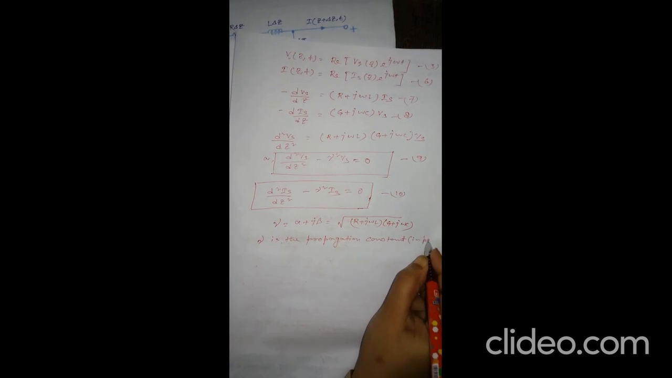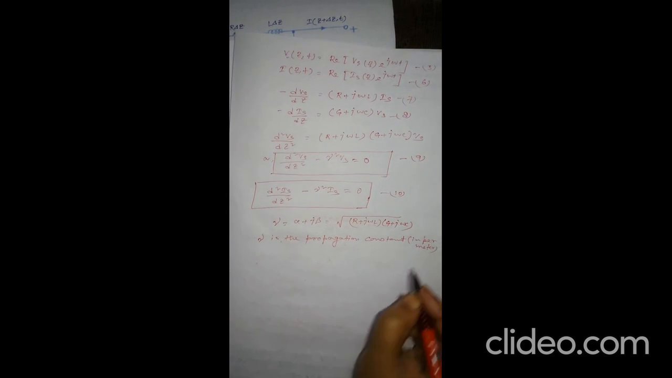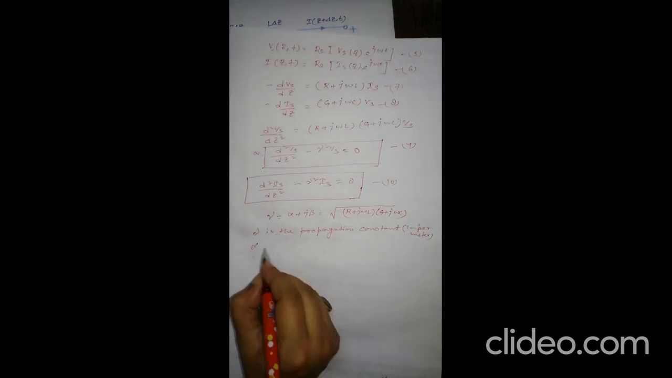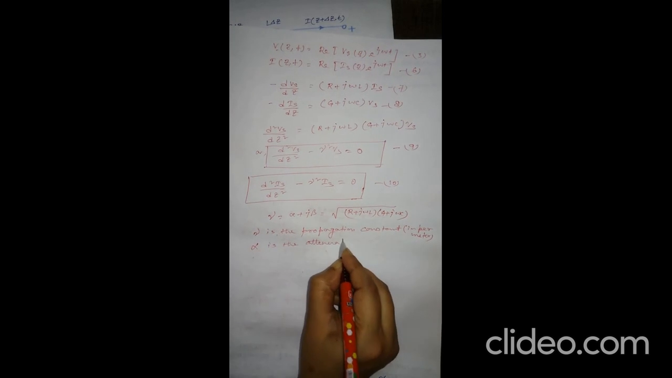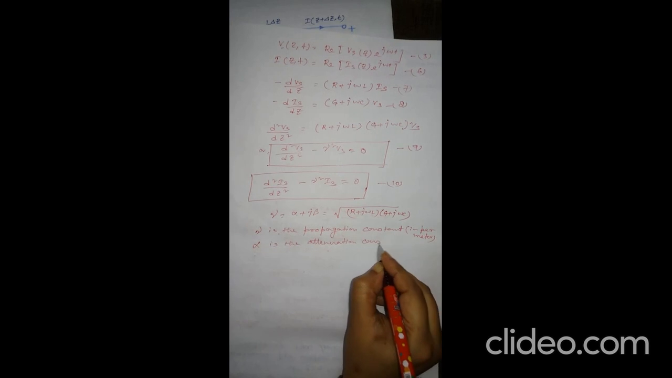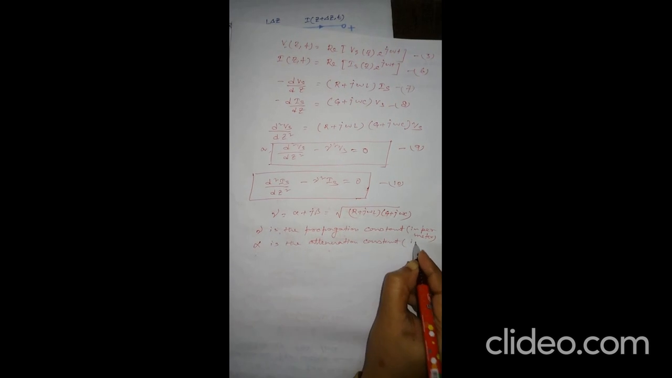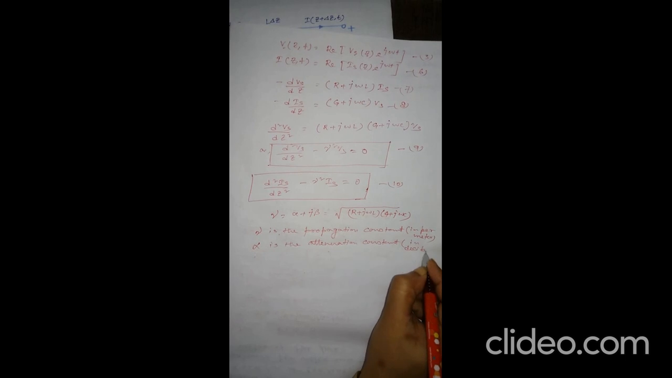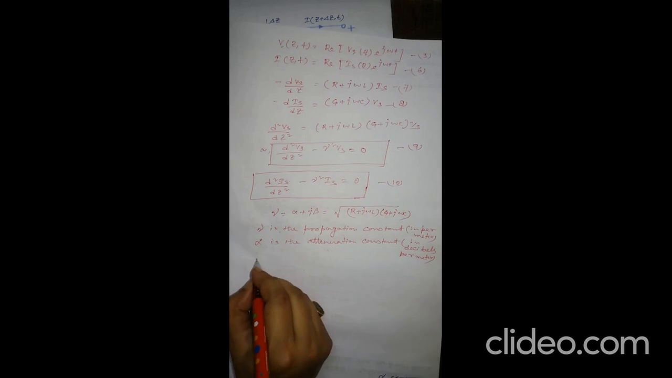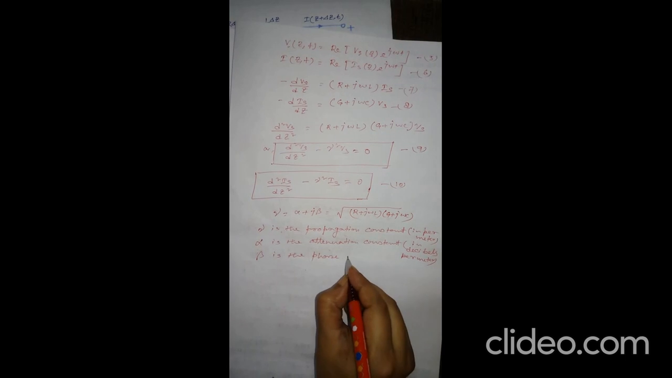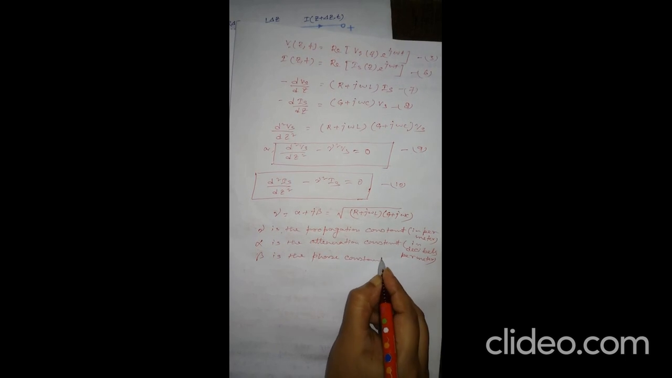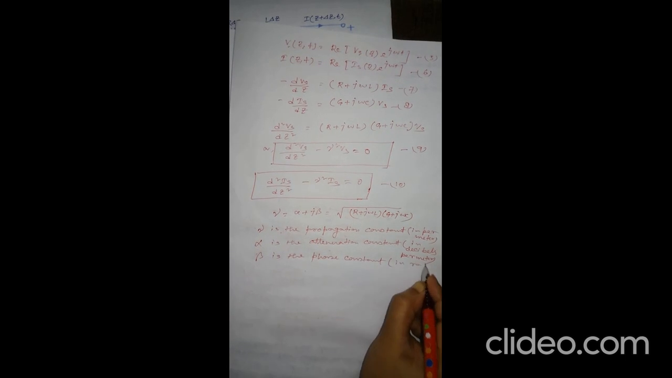It is in per meter, and alpha is the attenuation constant in decibels per meter, and beta is the phase constant in radians per meter.